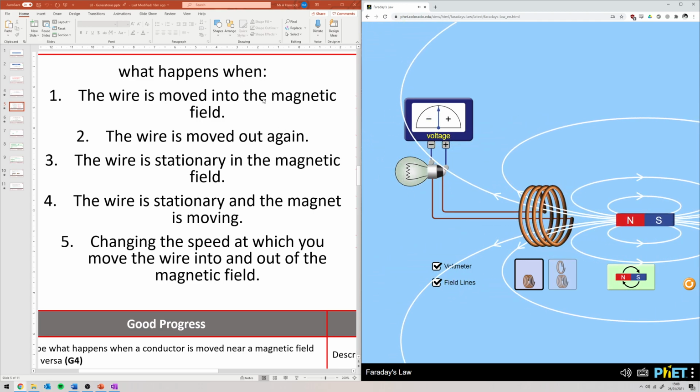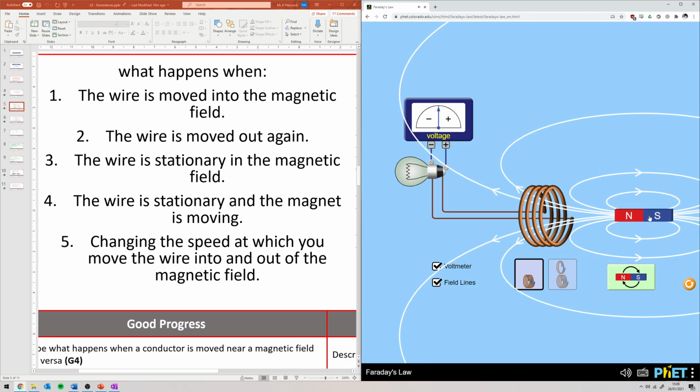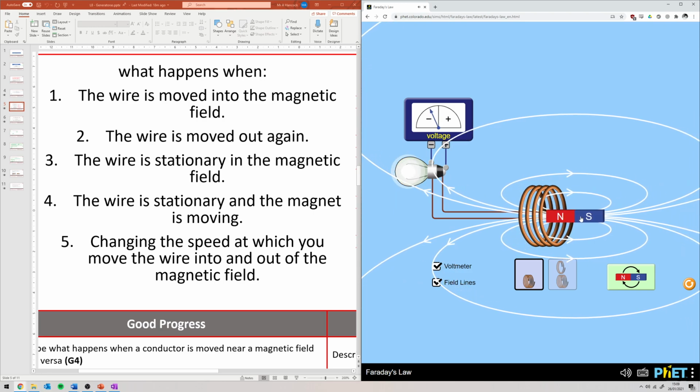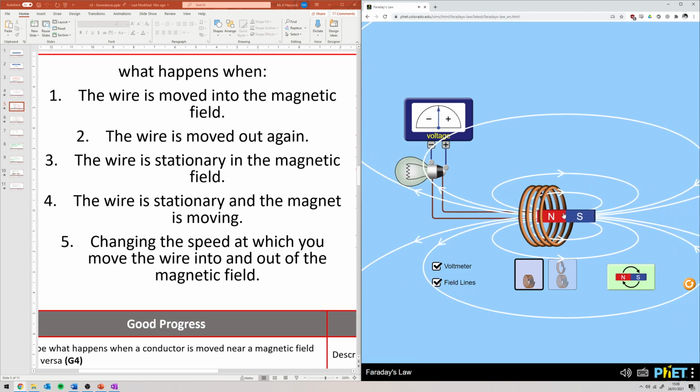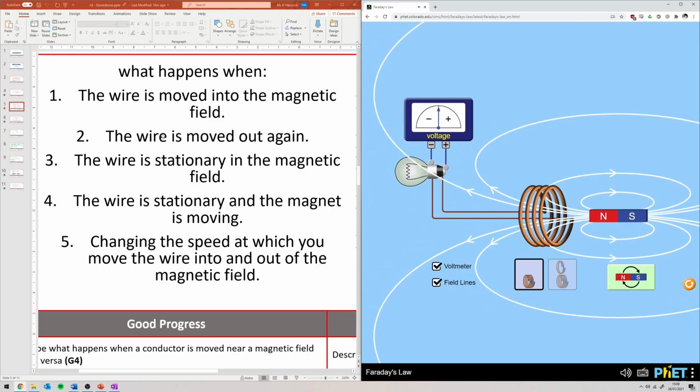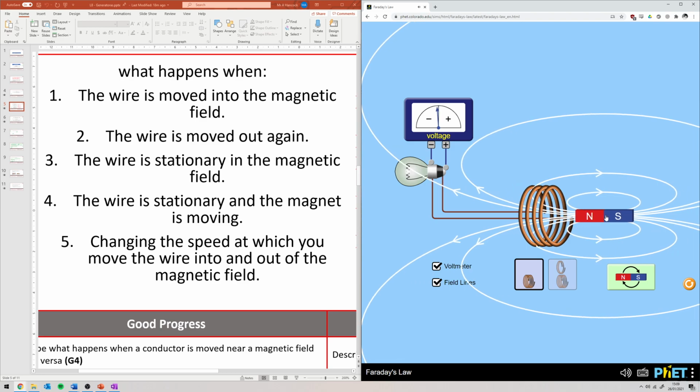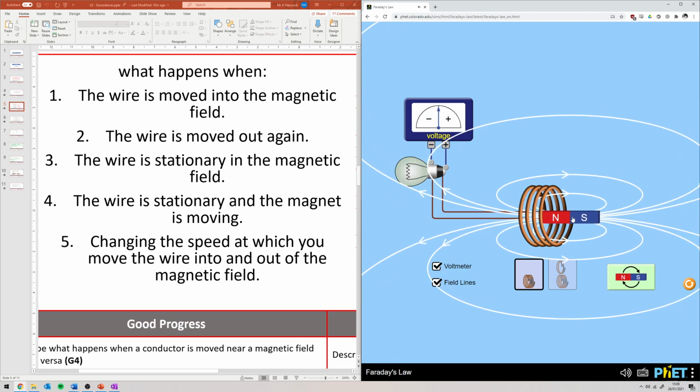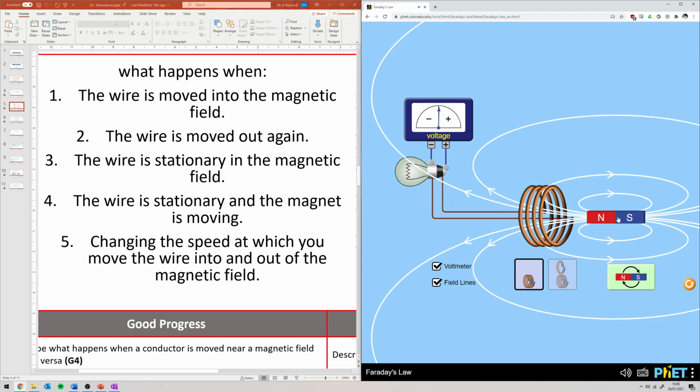Let's answer these questions. What happens when the wire is moved into a magnetic field? Well, we are moving the magnetic field into the wire technically, but it's the same thing. What happens when the wire is moved into a magnetic field? A current or a voltage is induced. I would stick with the voltage being induced, because if this isn't a complete circuit, there won't be a current. If it is moved out again, so let's move it in, the voltage goes that way. If I move it out, it moves in the opposite direction.